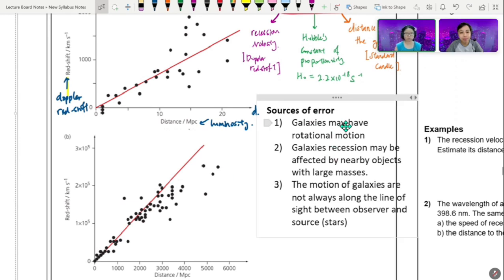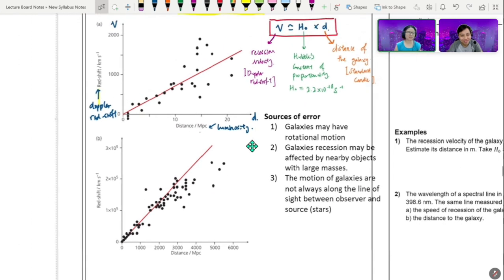This could be because we still have to account for the fact that some galaxies that we don't know could have some rotational motion. And also because there's probably some recession being affected by nearby objects like black holes. And also there's a problem of line of sight. What you're looking at may be blocked by something else, and then you measure the data of that something else. You don't know. So these are just possible guesses.